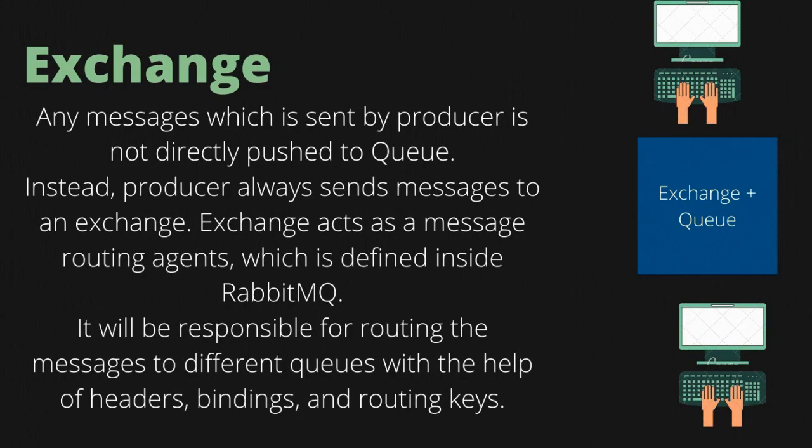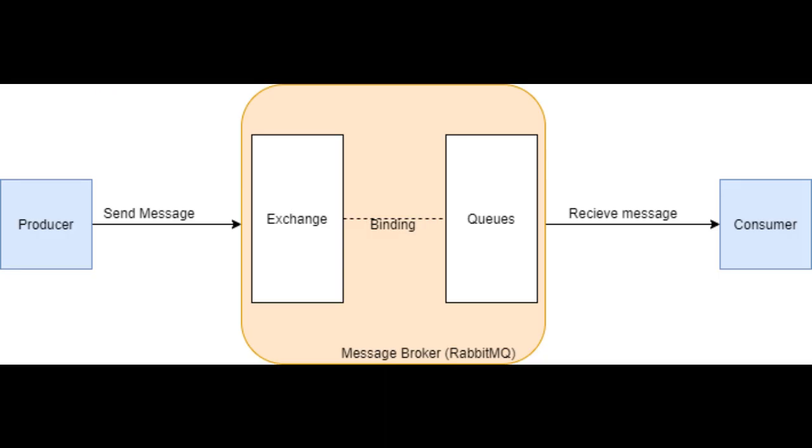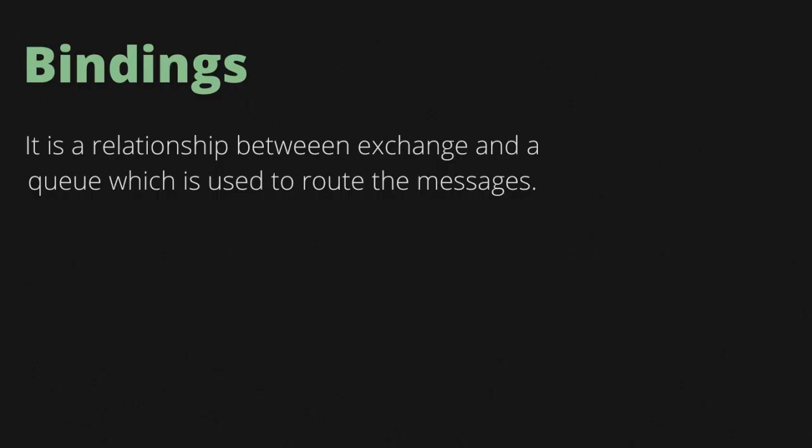Exchange. Any message which is sent by a producer is not directly pushed to a queue. Instead, the producer always sends messages to an exchange. An exchange acts as a message routing agent, which is defined inside RabbitMQ. It is responsible for routing the messages to different queues with the help of headers, bindings, and routing keys. Bindings. It is a relationship between an exchange and a queue which is used to route the messages.